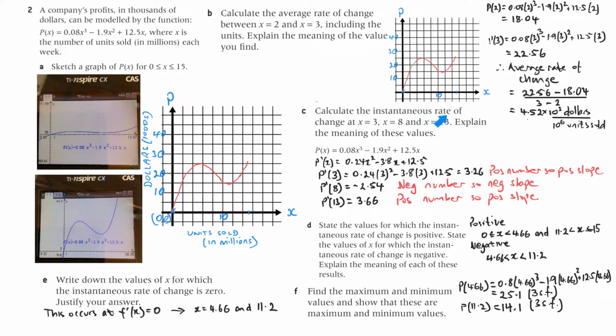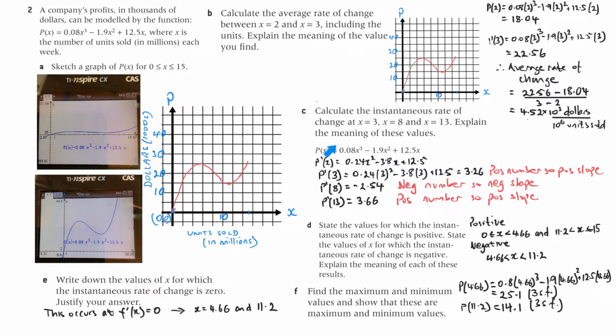C, calculate the instantaneous rate of change at x equals 3, x equals 8, and x equals 13. Explain the meanings of these values. If we want to find the instantaneous rate of change, we use the derivative. So the first thing we need to do is from the original equation, we need to find the derivative equation. So that's 3 times 0.08 is 0.24 x squared, 2 times minus 1.9 is minus 3.8x, and this one just becomes 12.5.